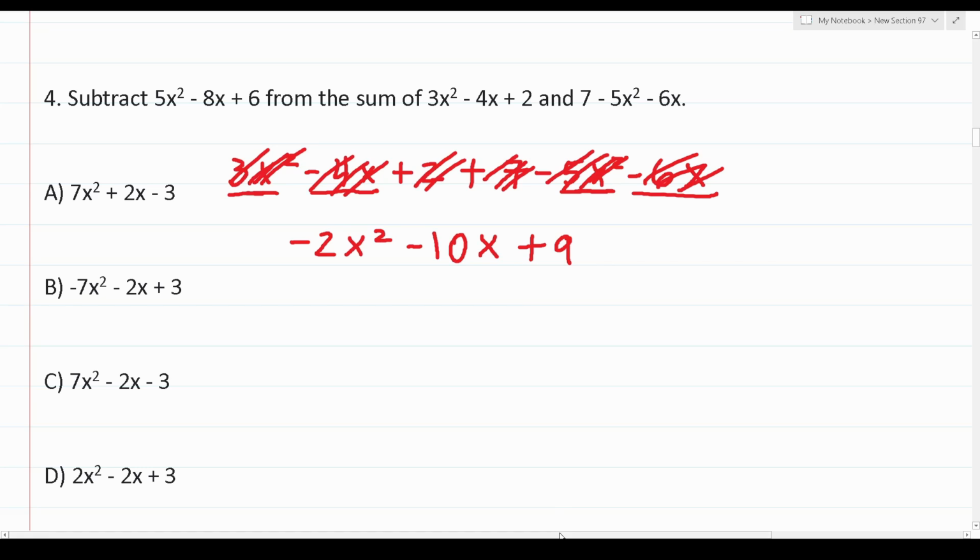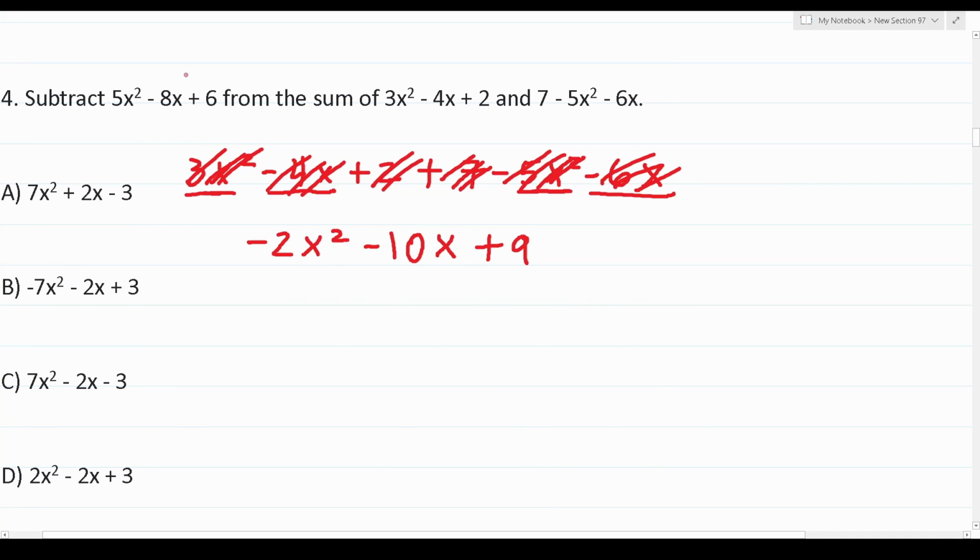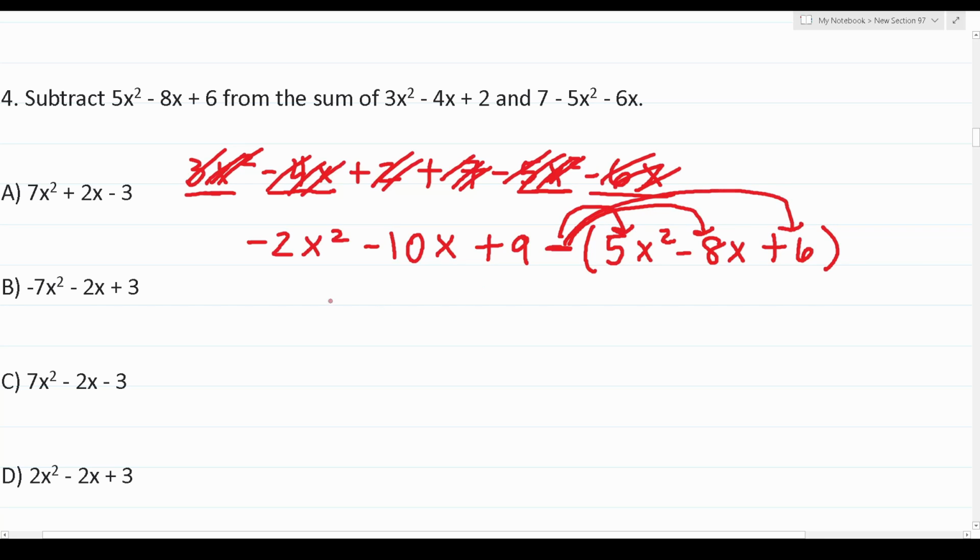All right, so now this is where things get a little tricky. We want to subtract 5x squared minus 8x plus 6 from this. So what you actually have to do is put a subtraction sign and parentheses because we're subtracting all of these terms from this polynomial. So this becomes minus 5x squared minus 8x plus 6. All right. Now that we've set it up correctly, we have to take this negative and distribute it here, here, and here. So let's go ahead and do that.